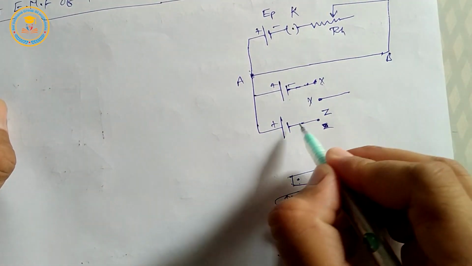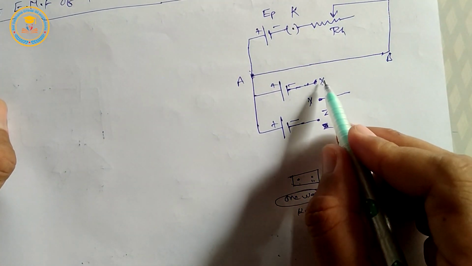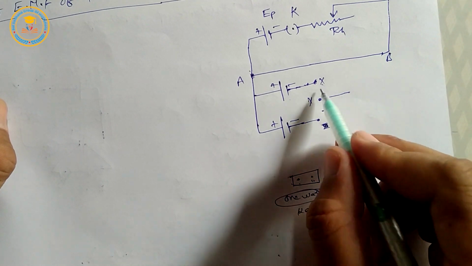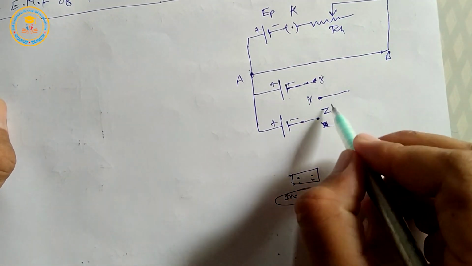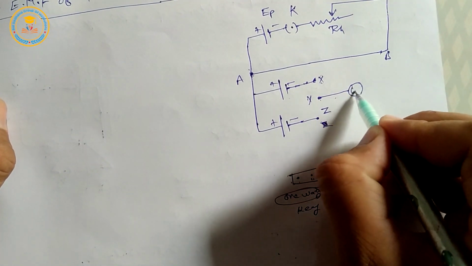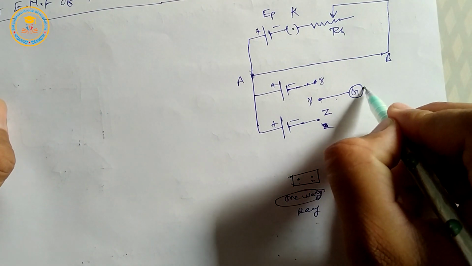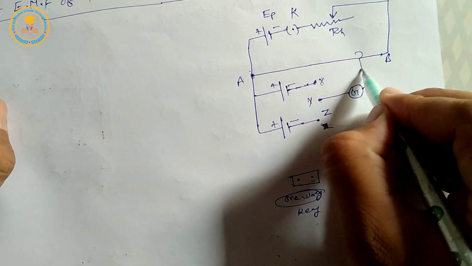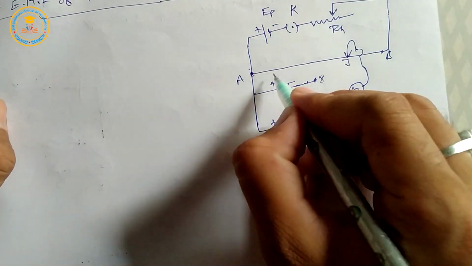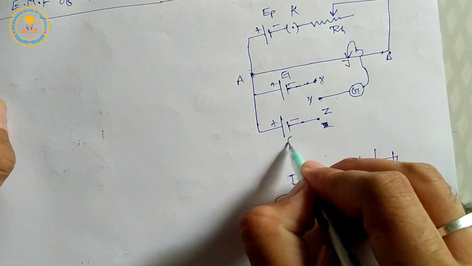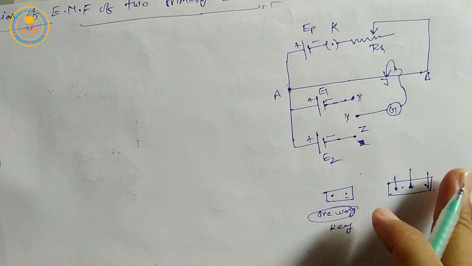So the negative terminals of these cells are connected to terminals X and Z of the two-way key, and terminal Y of this two-way key is connected to the galvanometer, and this galvanometer is also connected to a jockey. This is jockey J. Suppose this is E1 and this is E2. This is the construction.